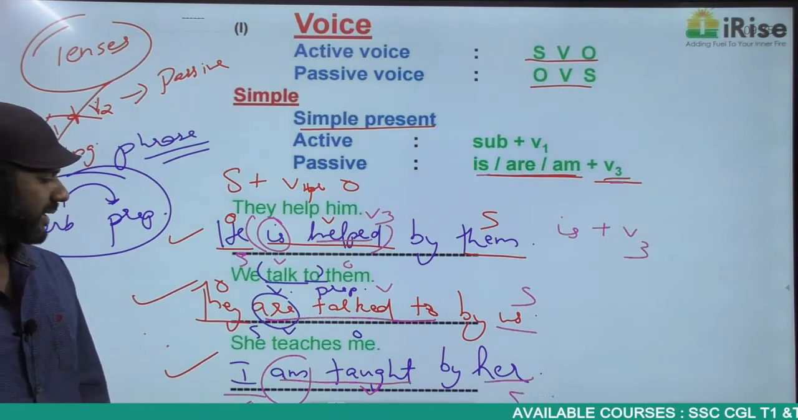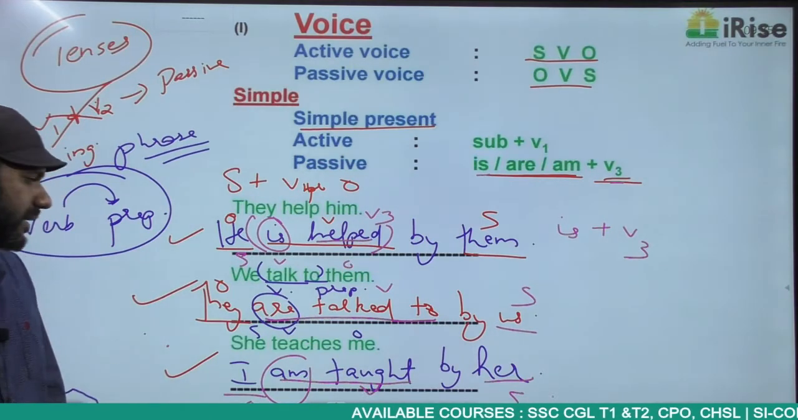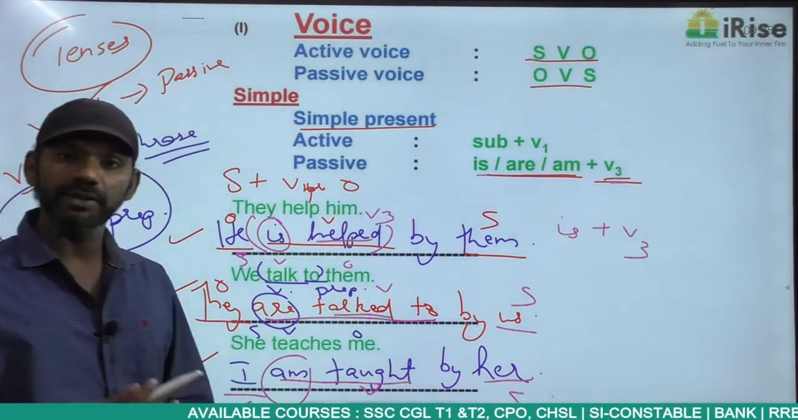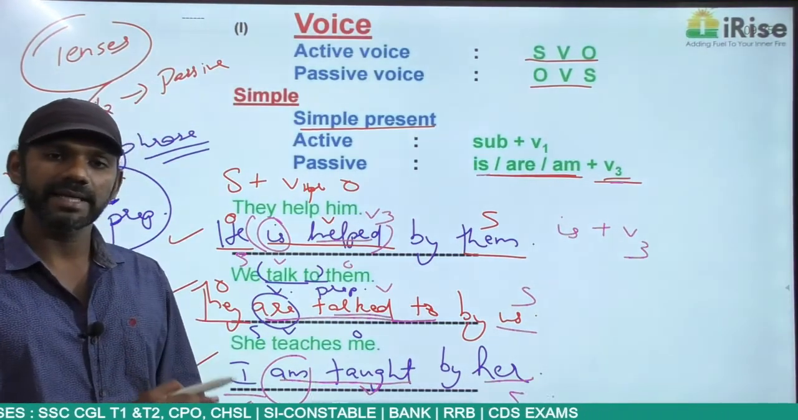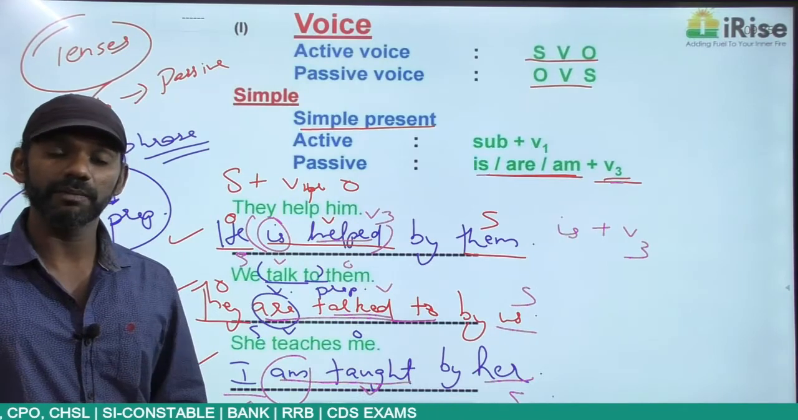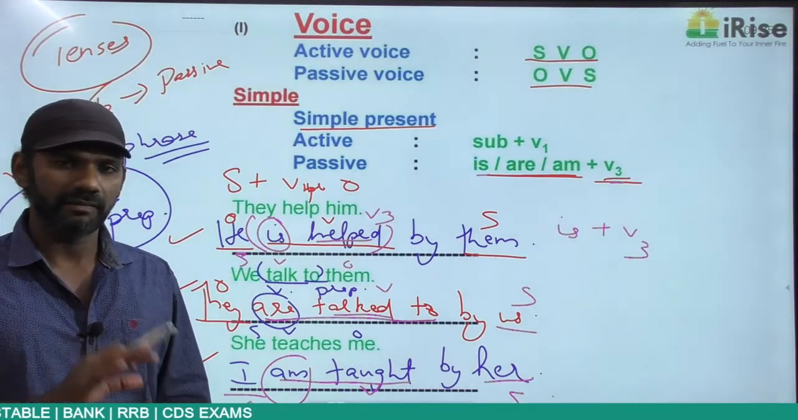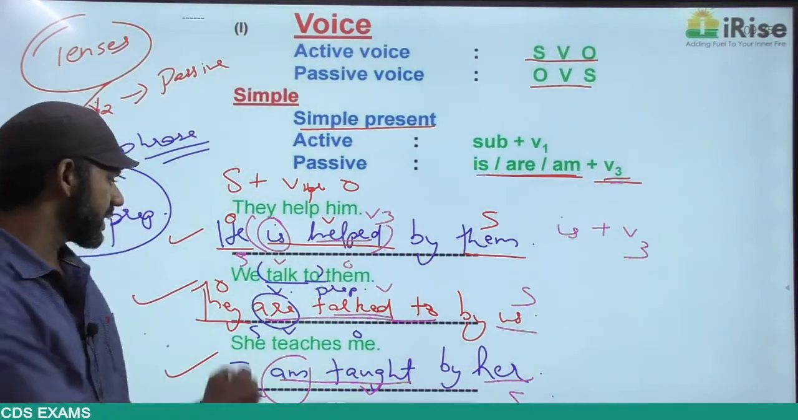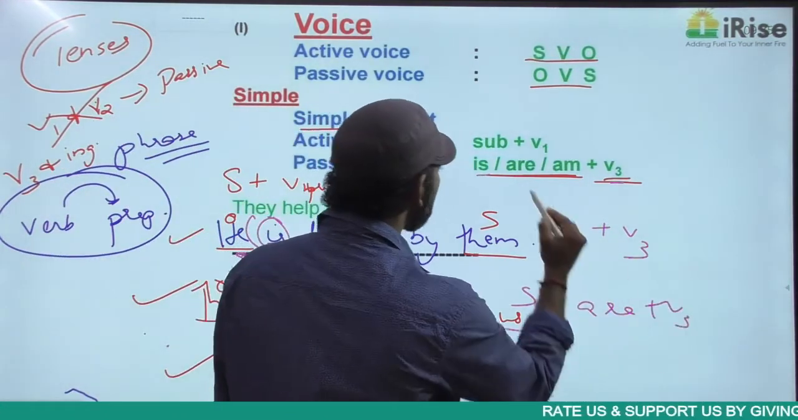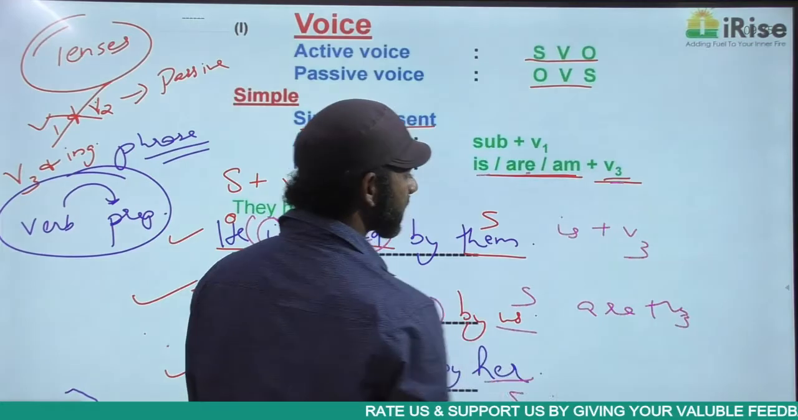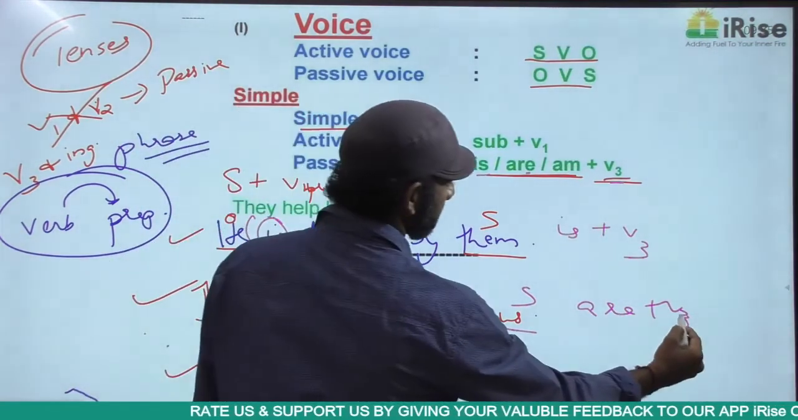Come to the second one. They are talked to by us. Talked is also both V2 and V3. It's talk, talked, talked. In this sentence, talked is in the V3 form because the sentence is in the passive voice. V1 and V2 never come in the passive voice. So are talked to is are plus V3. Are plus V3 is simple present passive voice.